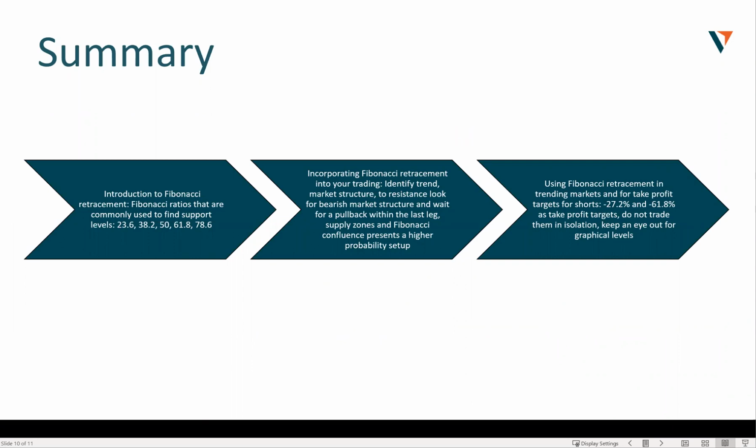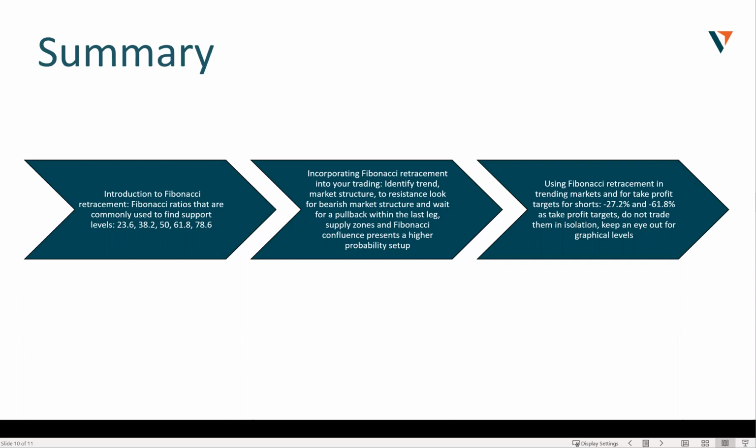I hope the examples help you to better understand how you can find Fibonacci retracements, especially for resistance. So just a brief summary of what we've covered so far. We talked about Fibonacci retracement and how it can be used to find support and resistance levels. The common ratios used are 23.6, 38.2, 50, 61.8, and 78.6. Personally, 61.8 and 78.6, if they come together with your market structure and a trend line, can be pretty good setups. So do test it for yourself.